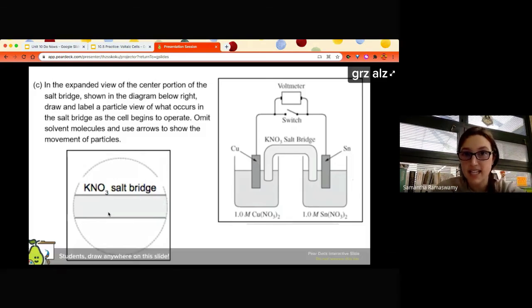So we've already said that tin, Sn, is the oxidation half reaction. So that's the anode. So which way is K plus going and which way is NO3 minus going? Remember, the substances in the salt bridge are leaving the salt bridge into the half cell. You're not having things from the half cell go into the salt bridge, but the cation and the anion in the salt bridge are going out into the half cells to keep them neutral.